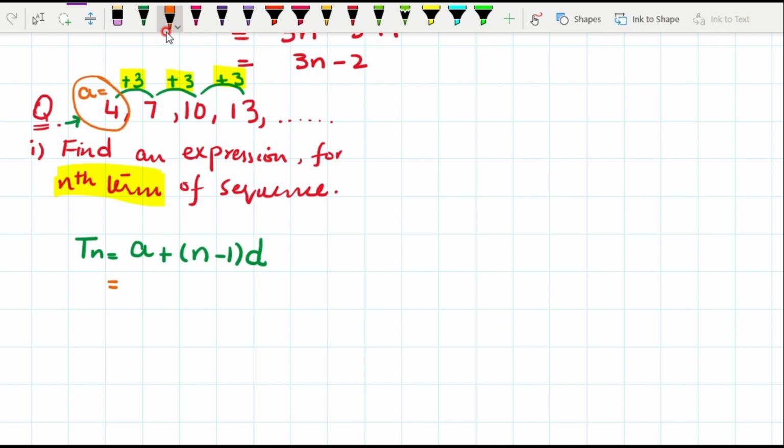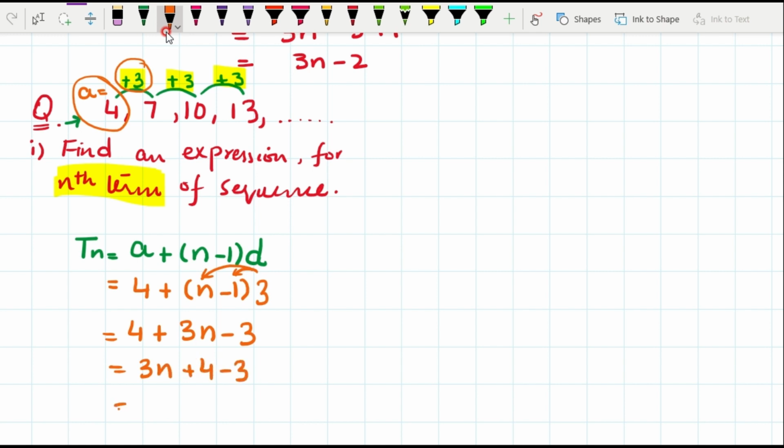a is 4 here, so we will write 4 instead of a. And d is what? d is this difference, so we write d as 3. Now we will expand this. After solving, we'll get 3n minus 3 plus 4, and the nth term is coming 3n plus 1. So here you can say the nth term is 3n plus 1.